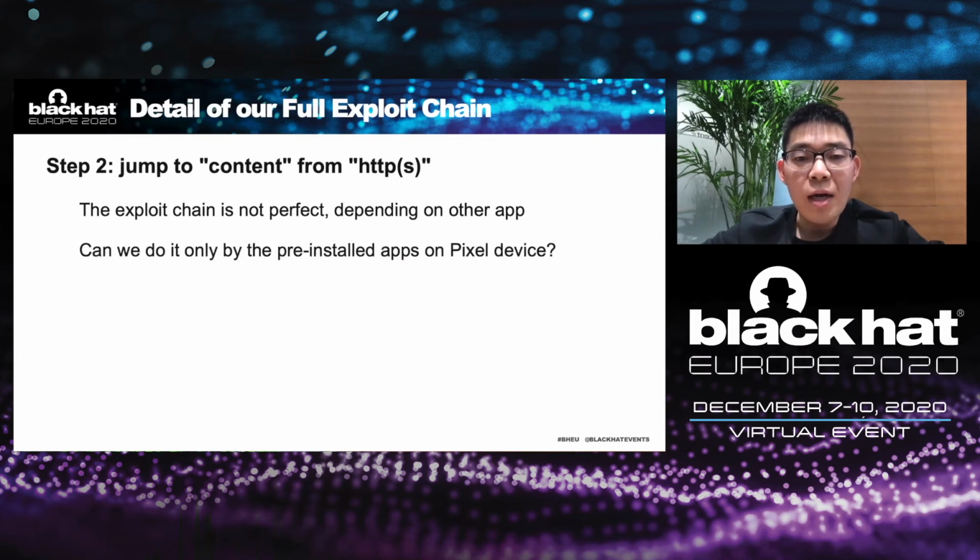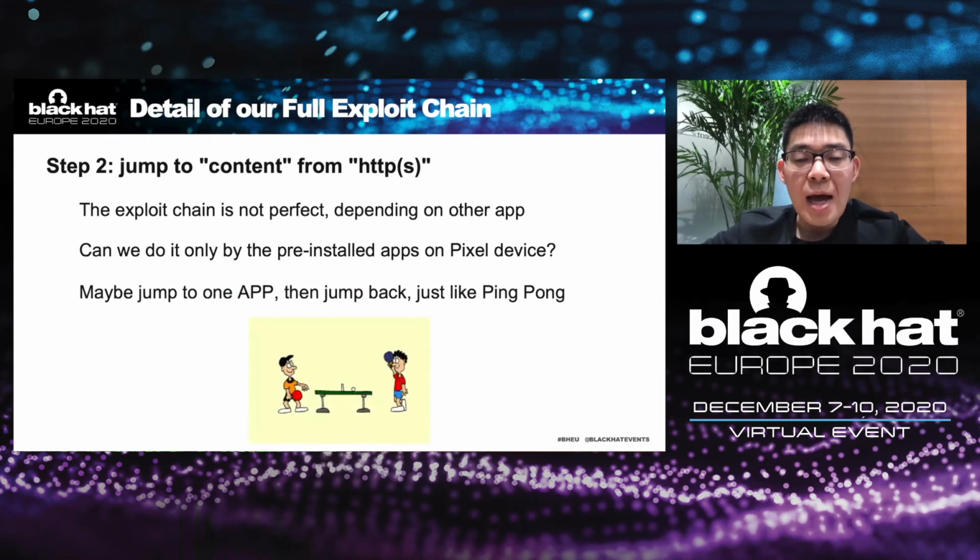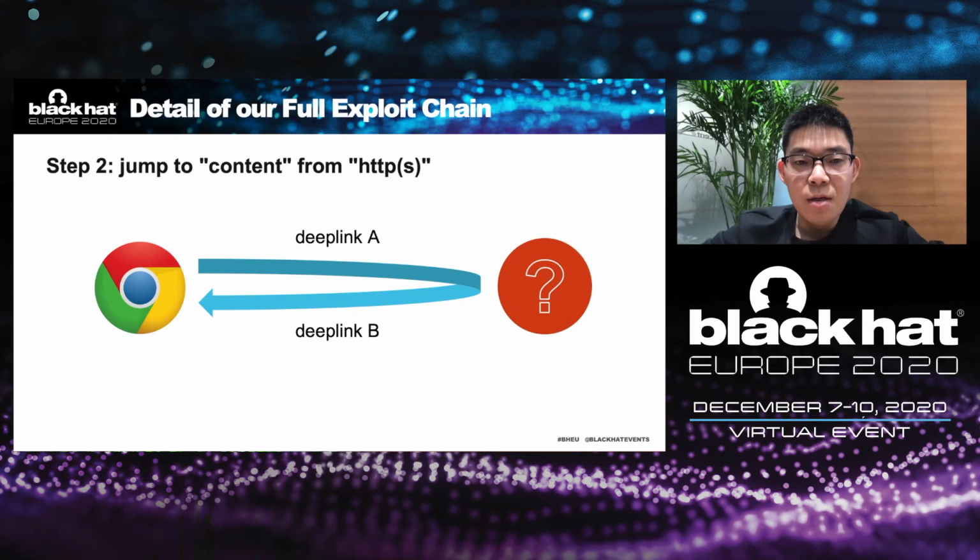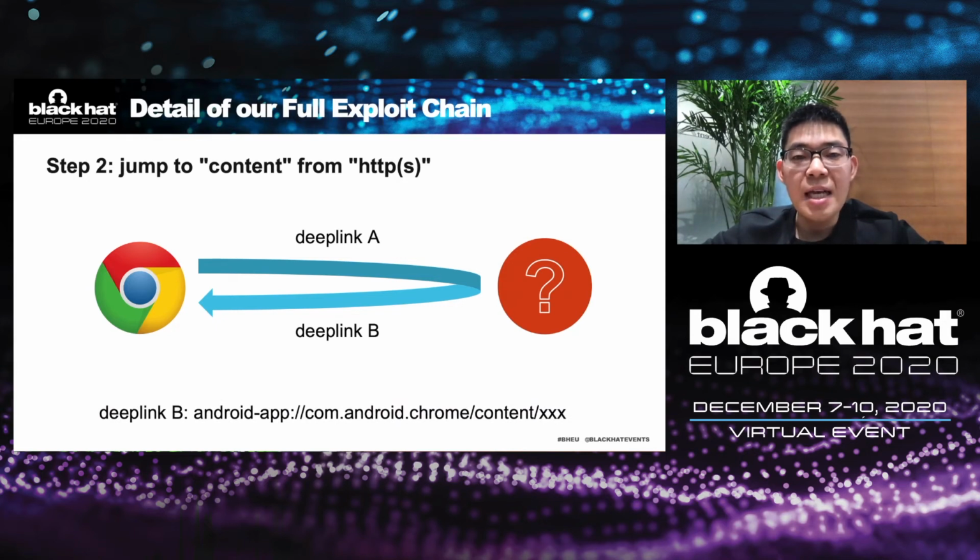Can we do it only by the pre-installed apps on Pixel devices? Maybe jump to one app from Chrome, then jump back. Just like ping pong. So, if we can jump to another app by deep link A from Chrome, then jump back by deep link B like this, then we can finish step 2. So, what is the deep link A?